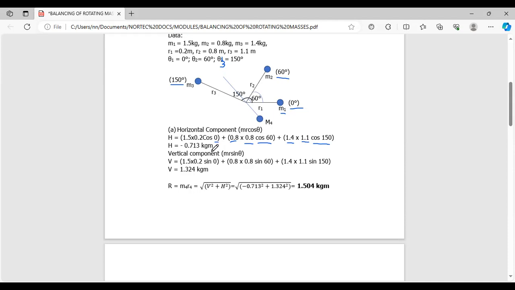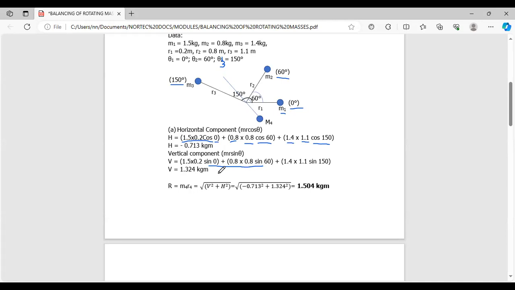Then as for the vertical component, we proceed. V is given by 1.5 multiplied by 0.2. In other words, the same things we have up there are reproduced here, except wherever there is cos, we substitute with sine, because now we're dealing with the vertical axis. When you do this for V, the answer is 1.324. So that's for the vertical one.